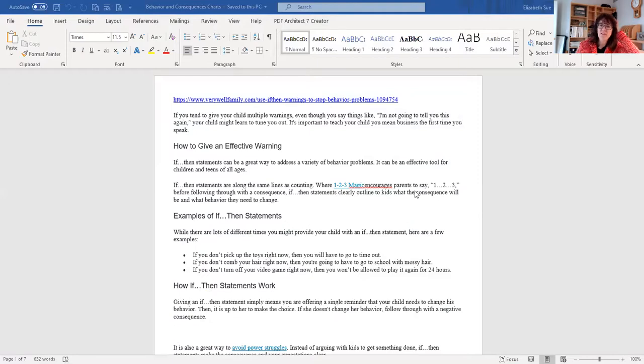Do you see, if you tend to give your child multiple warnings, even though you say things like, I'm not going to tell you this again, your child might learn to tune you out. It's important to teach your child you mean business the first time you speak. So if you're seeing that one's correct.